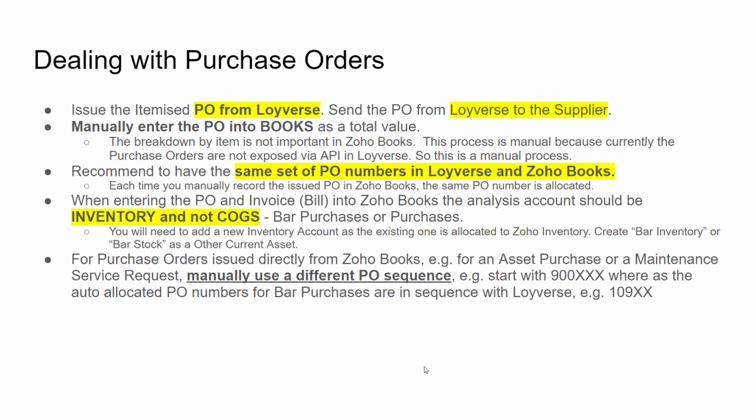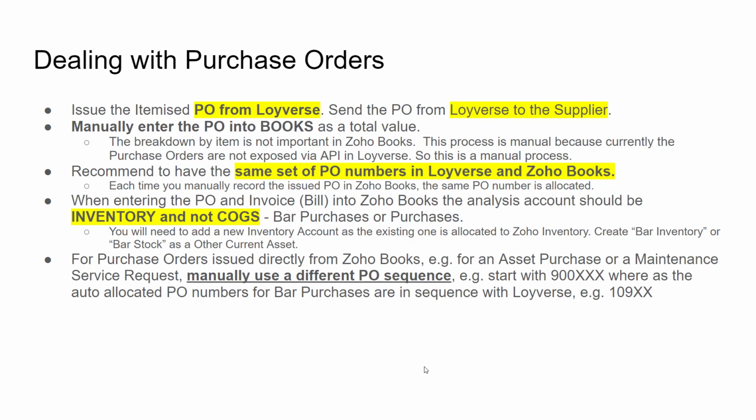That's all connected to inventory management within the Zoho suite. And the last point here is for purchase orders issued directly from Zoho Books. What I'm saying is use the automated PO allocation number in Zoho Books to coincide and synchronize sequentially with Loyverse. However, there will be times when you want to issue a purchase order directly from Zoho Books for other items rather than just inventory, for example the purchase of an asset or a maintenance service request.